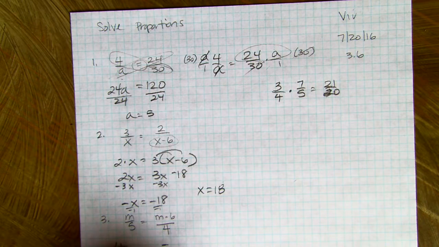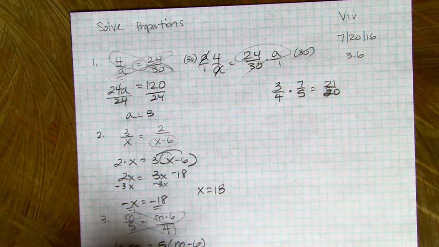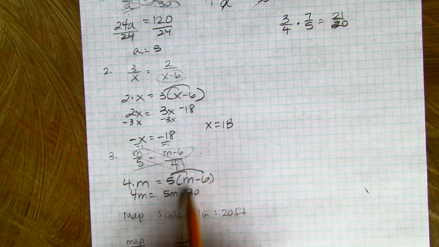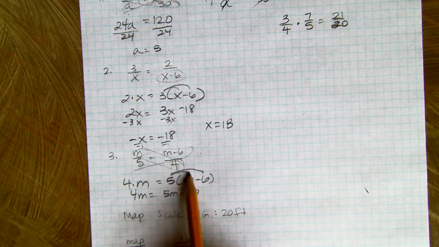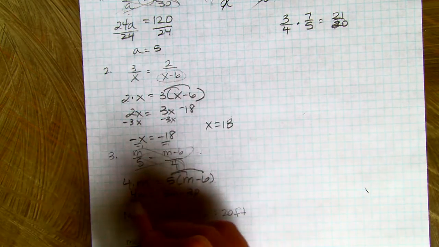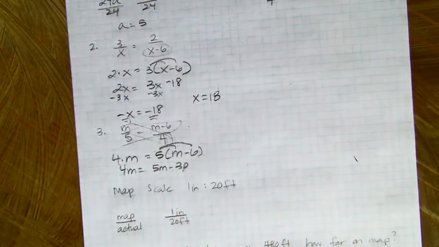Again, here 4 times m is equal to 5 times m minus 6. 4m equals 5m minus 30. Don't forget to distribute. Whoops. Lots of times I'll see 5m minus 6. So make sure that 5 gets distributed to both the m and the 6. And then proceed, subtract 5m from both sides. Looks like you're going to get a negative m equals negative 30, etc.